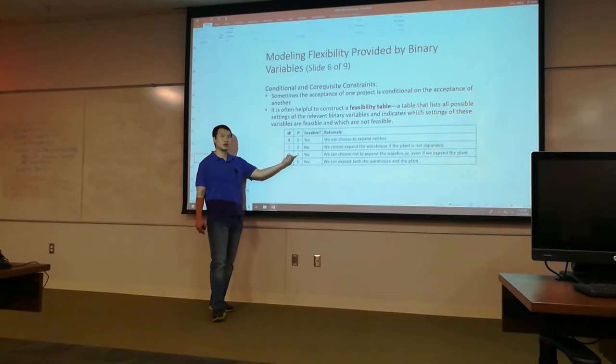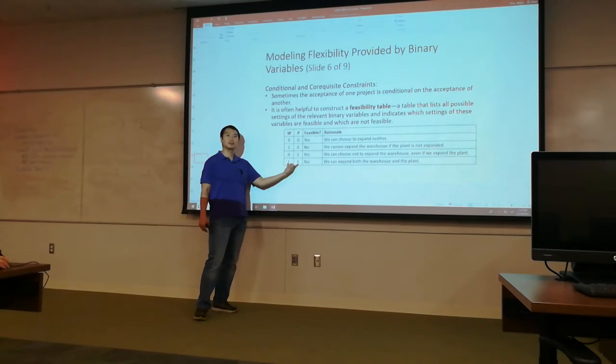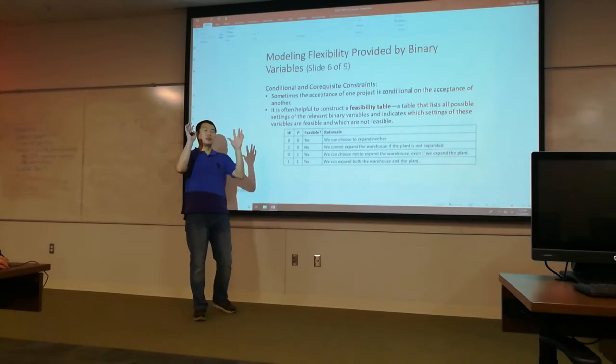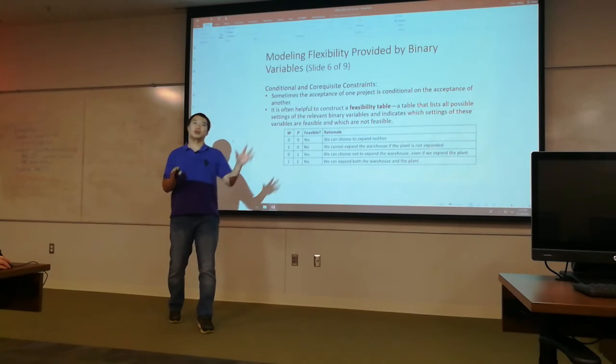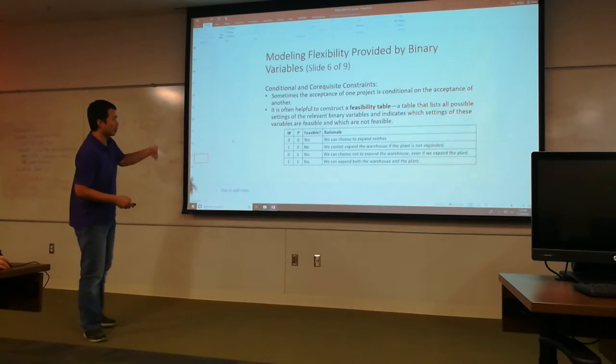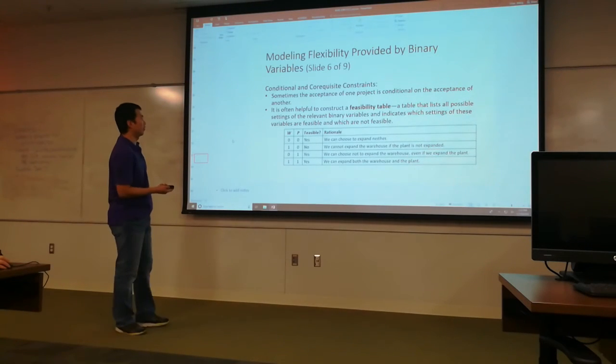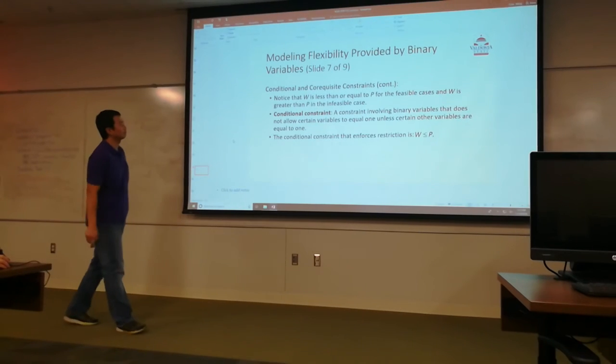But the third scenario, you expand the plant, but you do not work on the warehouse. That's okay. You don't have to work on the warehouse. You can just work on the plant. And the last one, that's also feasible. You expand the plant, and you also expand the warehouse. So that's how we figure out if one combination of the variables is feasible or not.